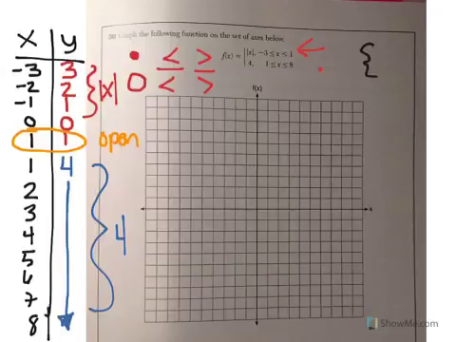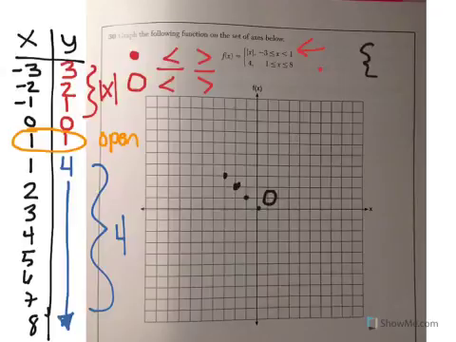So what we're going to do is start at -3 in the x, +3 in the y, and -2, +2, -1, +1, 0, 0, 1, 1, but remember this is open. So you're going to do, hopefully it's a lot neater than that, an open circle.